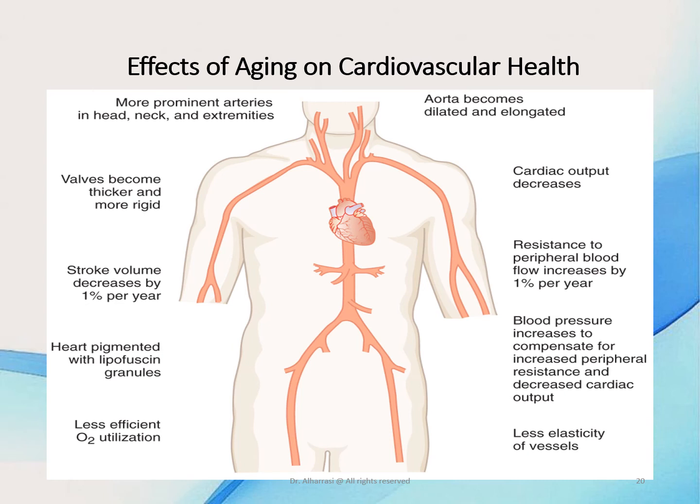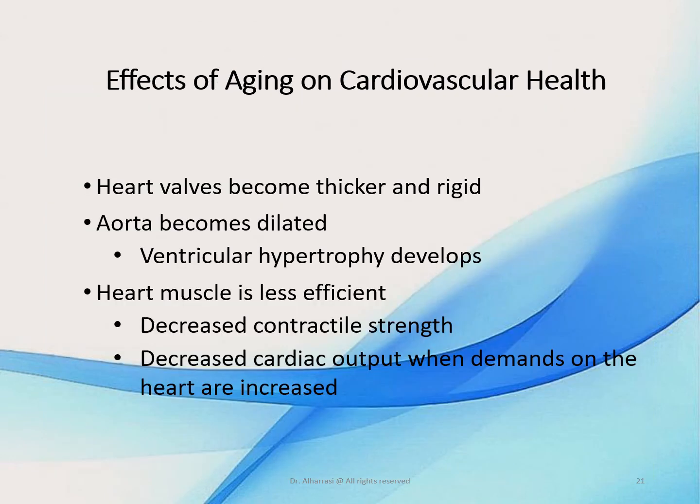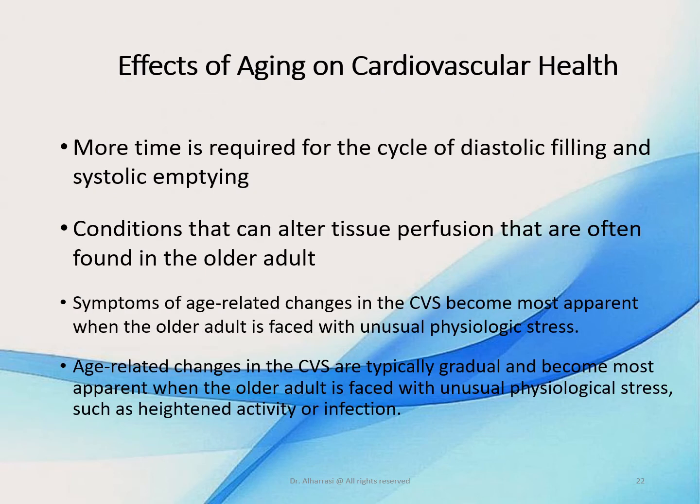Also, there are more prominent arteries in the head, neck, and extremities, as you mentioned. More time is also required for the cycle of diastolic filling and systolic emptying, which takes a huge effort from the heart. And there are many conditions that can also alter tissue perfusion that are often found in older adults and also affect the cardiovascular system.